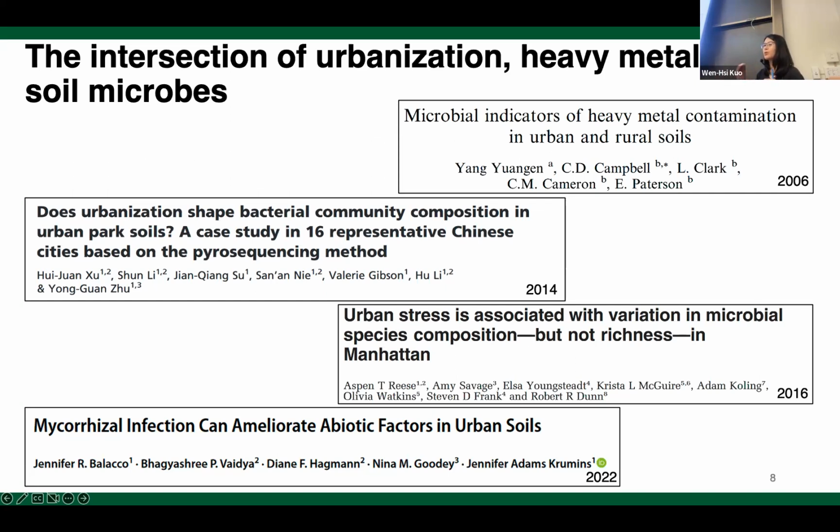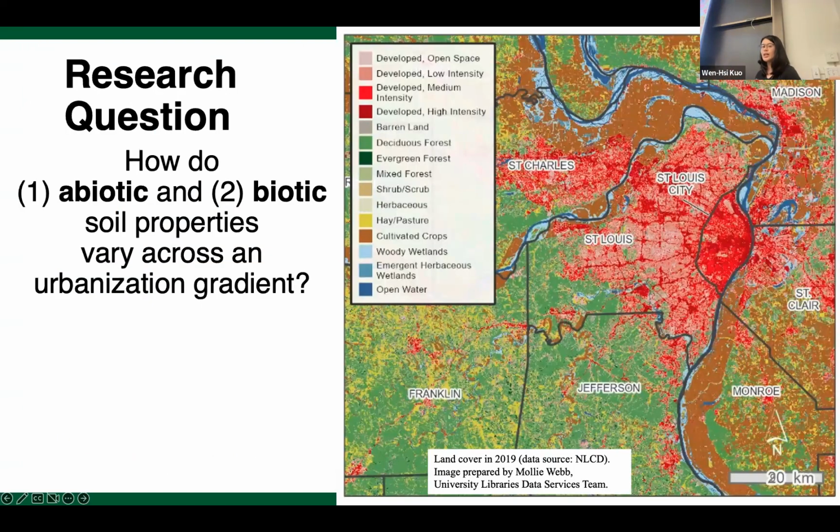And by rhizosphere, I mean root-associated soil of plants. And this research gap is really the focus of my work for this chapter. So this leads me to my research question: how do 1, soil abiotic, and 2, soil biotic properties vary across this urbanization gradient? So by soil abiotic, I'm referring to the soil chemistry, such as heavy metals and macronutrients. By soil biotic, I'm referring to the soil microbiome, what bacteria and fungi are present in that soil.